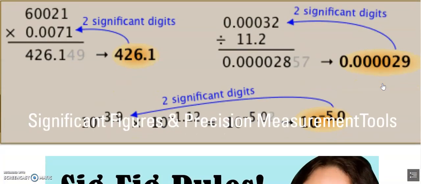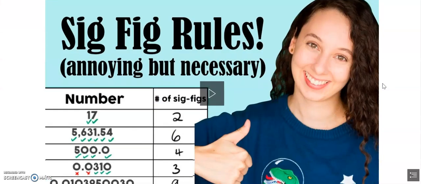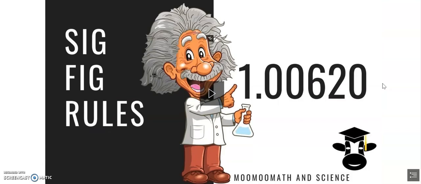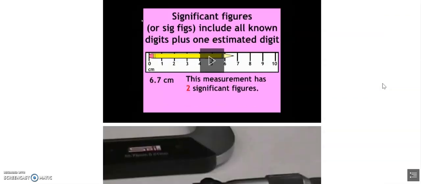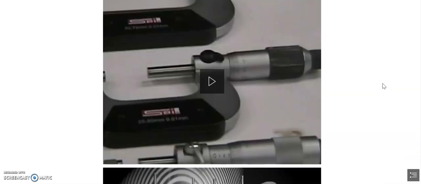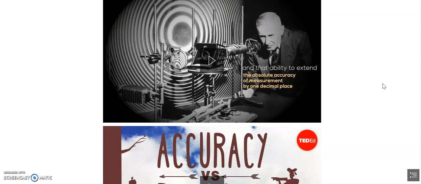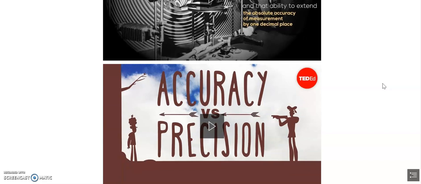Then you're going to go into significant figures and precision measurement tools. I've included some significant figure videos, significant rules. This is all in the newsletter. You can just go in and click on these. Also, measurement tools, okay, and how to actually do those correctly. And then the difference between accuracy versus precision.